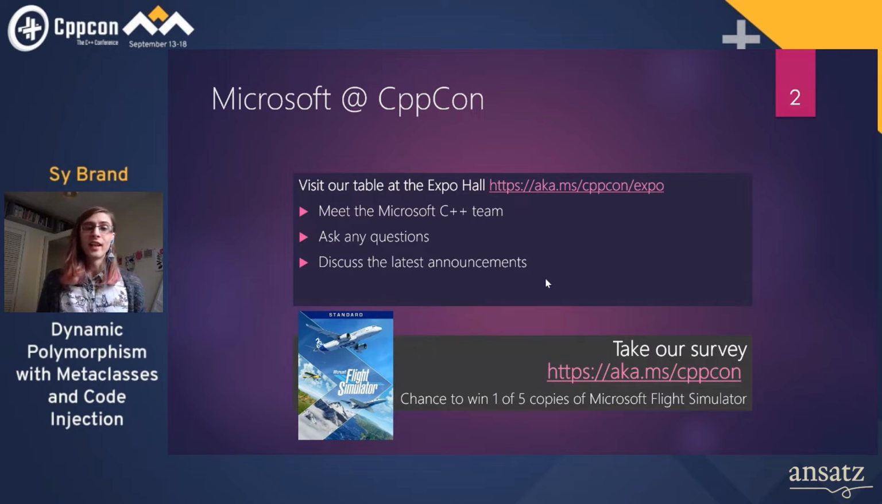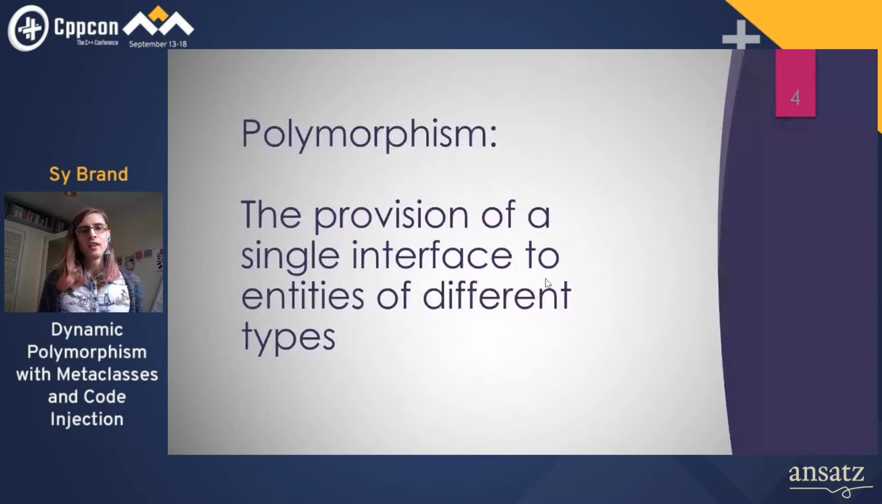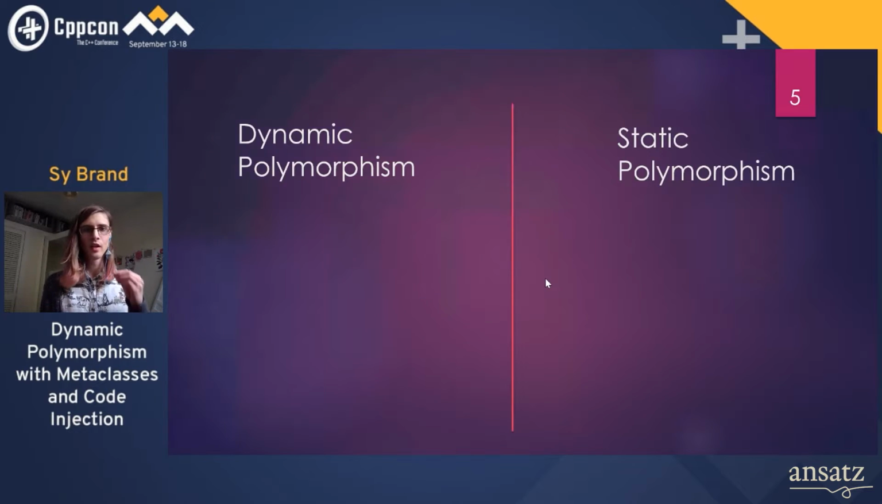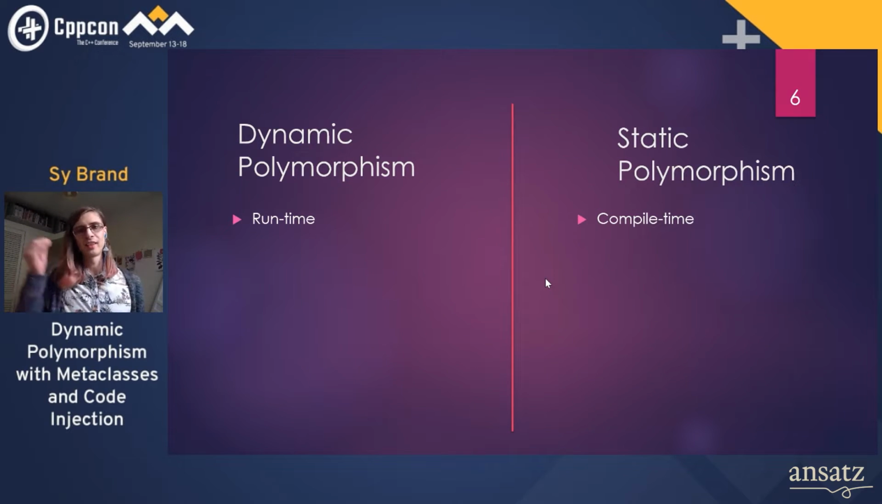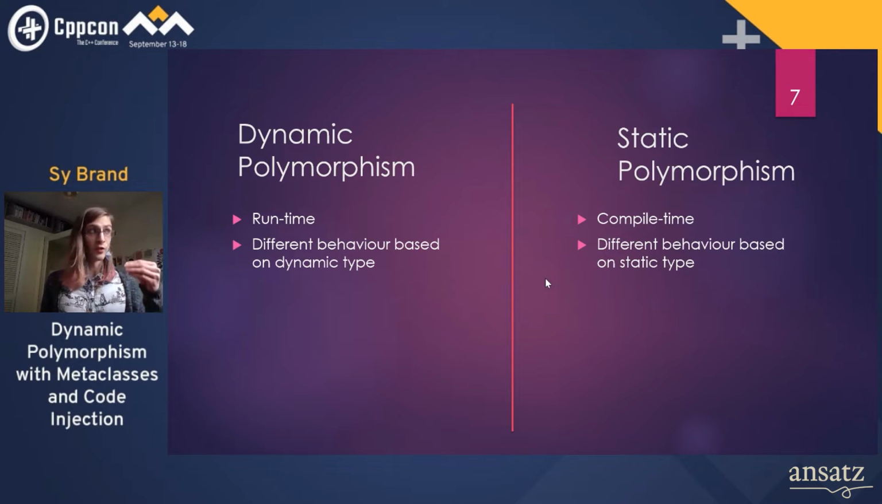All right, dynamic polymorphism. What do I mean by this? Polymorphism is the provision of a single interface to entities of different types. And there's a split we're interested in in this definition: dynamic polymorphism versus static polymorphism. Dynamic is at runtime, static is at compile time. Dynamic gives you different behavior based on the dynamic type of an object, whereas static is the static type.